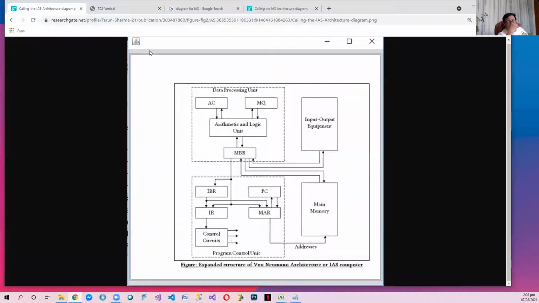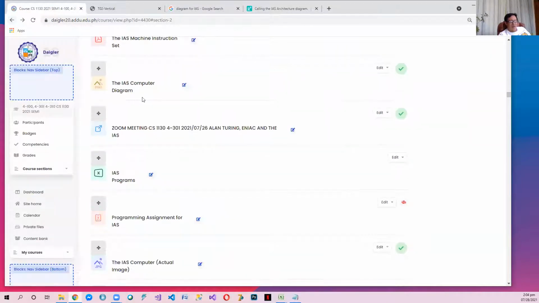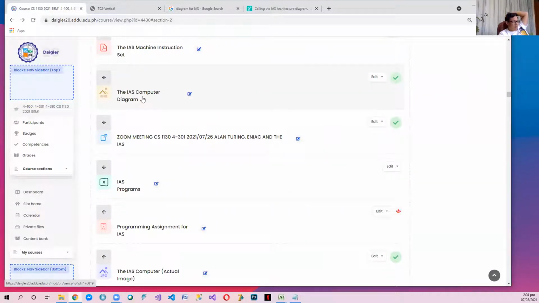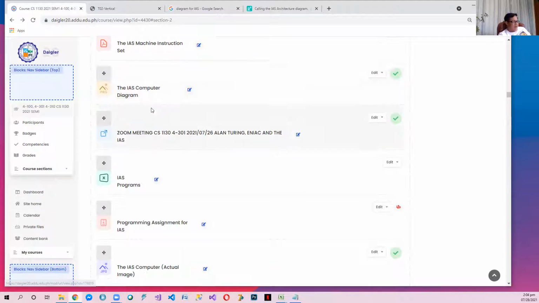Remember, 1946 ito, no? This is 1946. This is about the same time that Mauchly and Eckert were also developing their own. Kasi ang ENIAC was produced in 1946, no? They were developing a second version called EDVAC, no? But EDVAC is a stored program computer. It's also based on the IAS. Okay? Do you follow? In fact, it was said that von Neumann had a part in the development of EDVAC as a consultant. Diba? But anyway, that's the diagram.